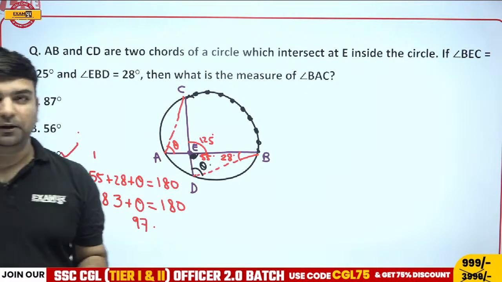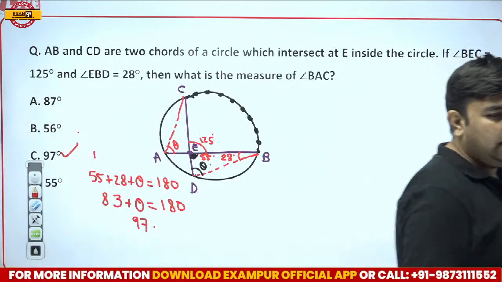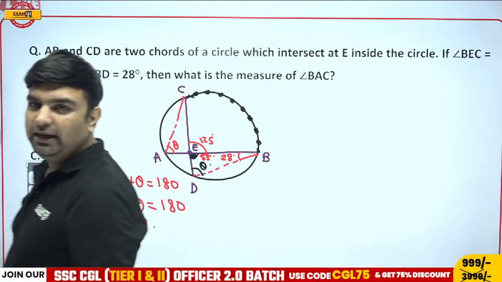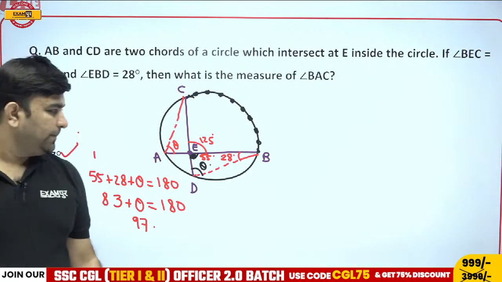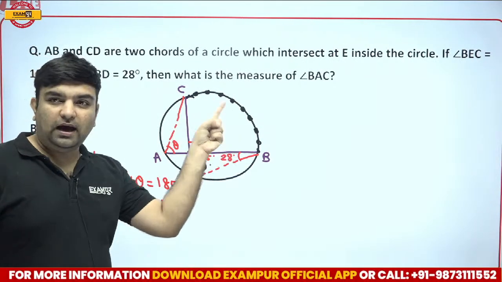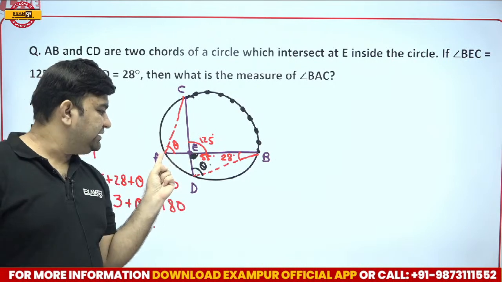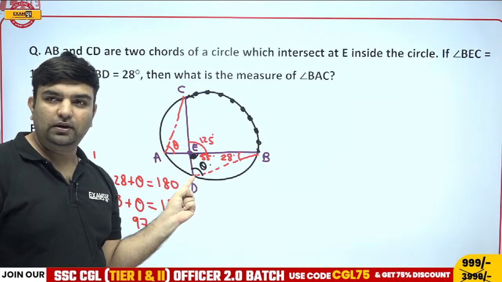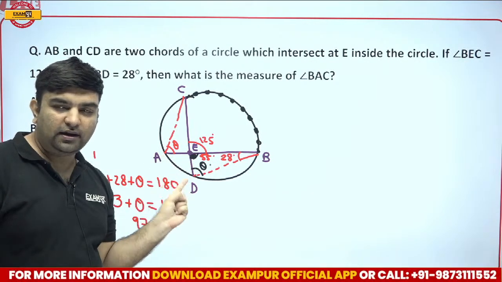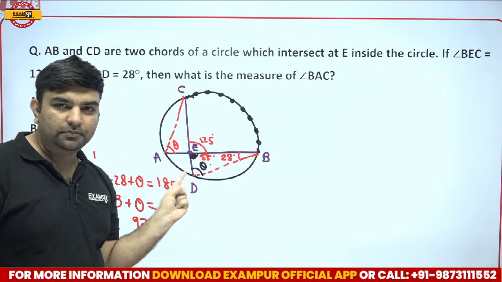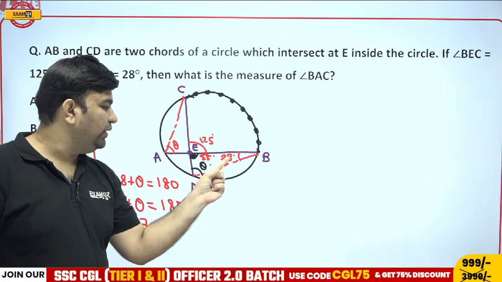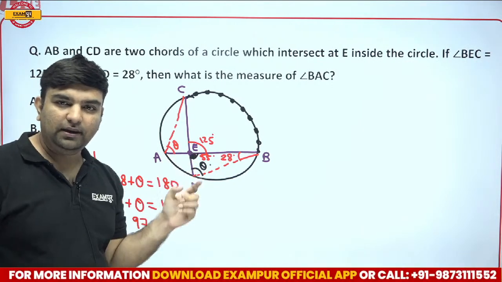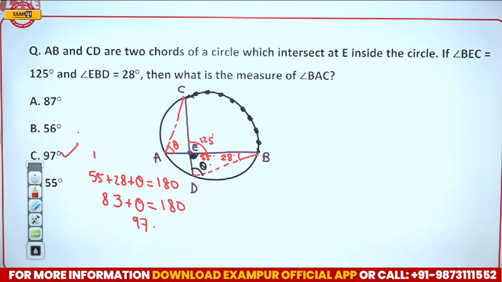Listen to each and every point multiple times unless it is clear. If this arc has subtended theta at A, it will subtend the theta at D as well, because both these points are in the same major arc. Theta 28. If this is 125, this is 55 to complete a straight line.